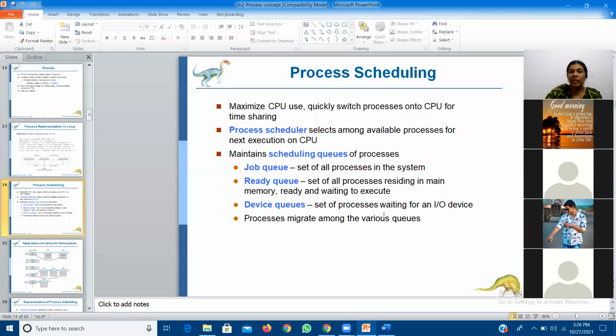So such processes are kept inside the device queue. So how many device queues will be there? Each device is having a separate queue. So like that, three types of queues are there: job queue, ready queue, device queue.